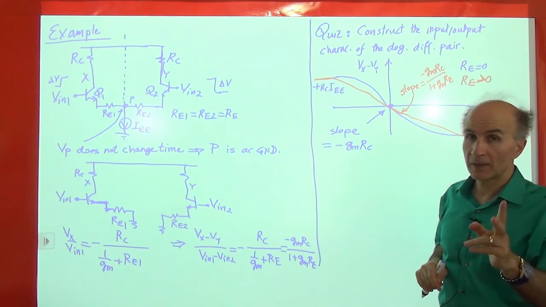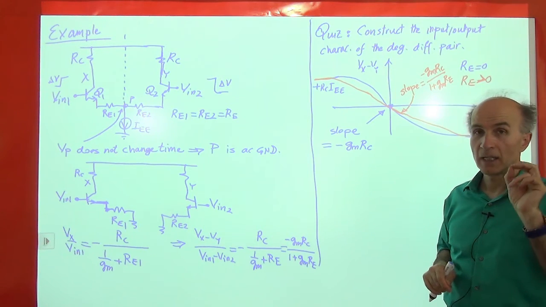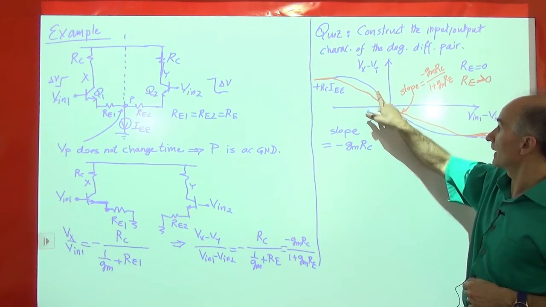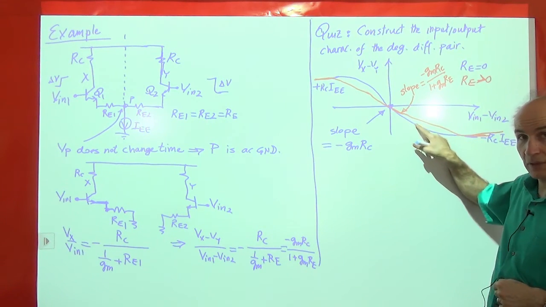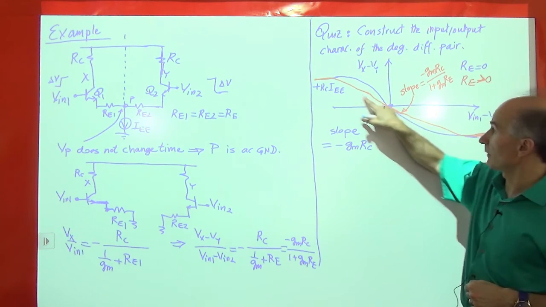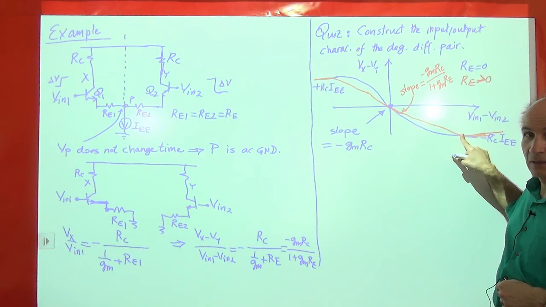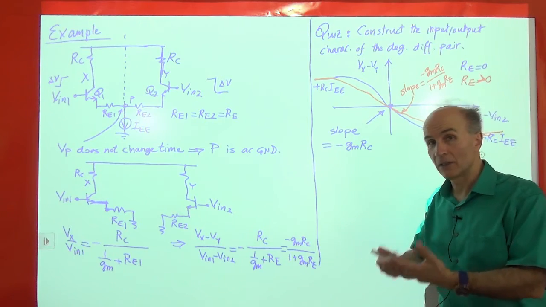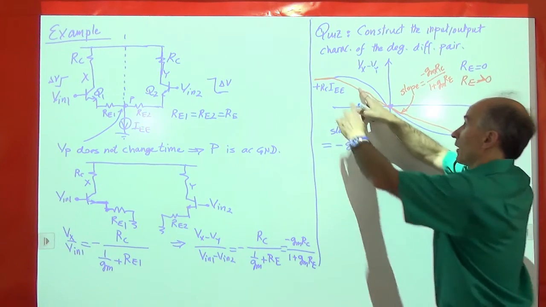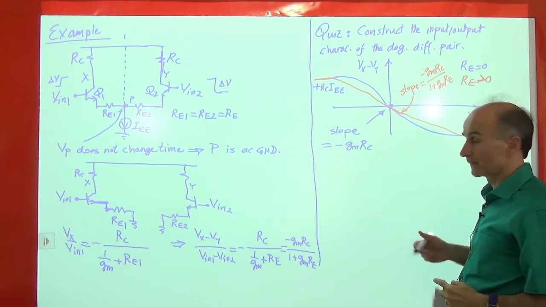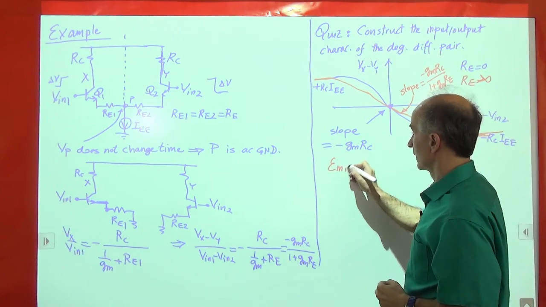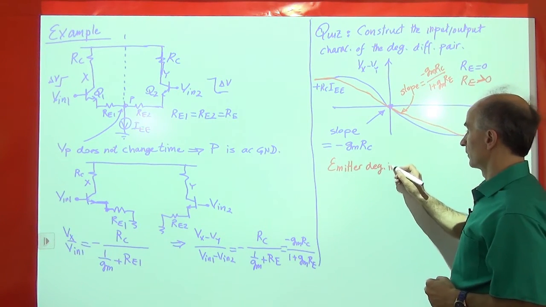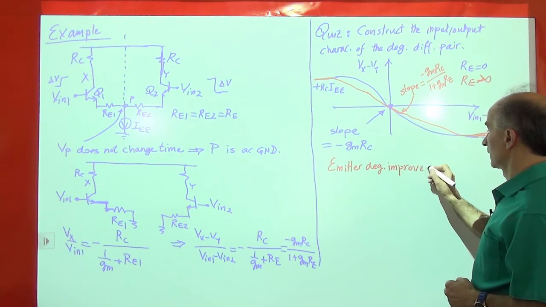Now, which one of these versions, the blue or the red, is more linear? If you think about it, here we see that we quickly reach saturation, so here the circuit becomes nonlinear, whereas with the red one we have a wider range of being linear. So the effect of emitter degeneration is to give us a more linear circuit, because now we have a straight line for a wider range of voltages. So we say emitter degeneration improves the linearity.